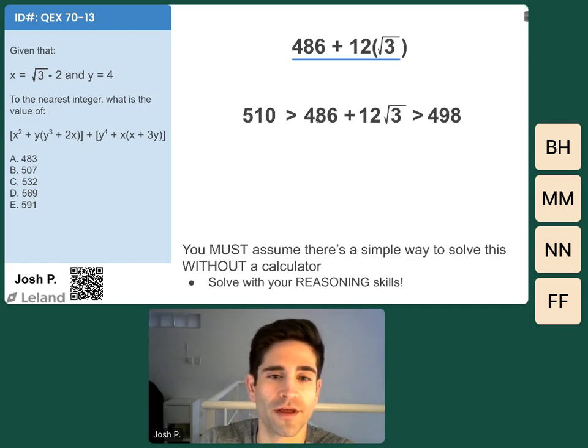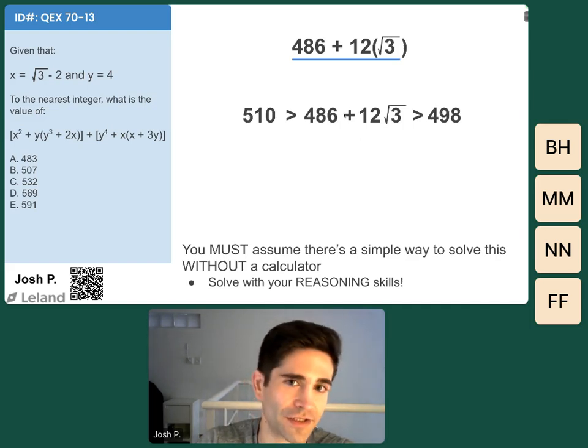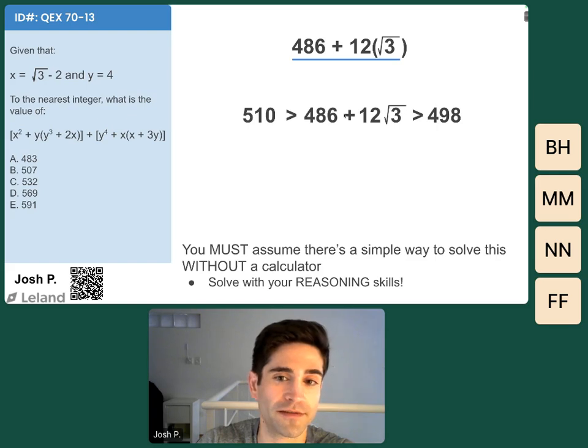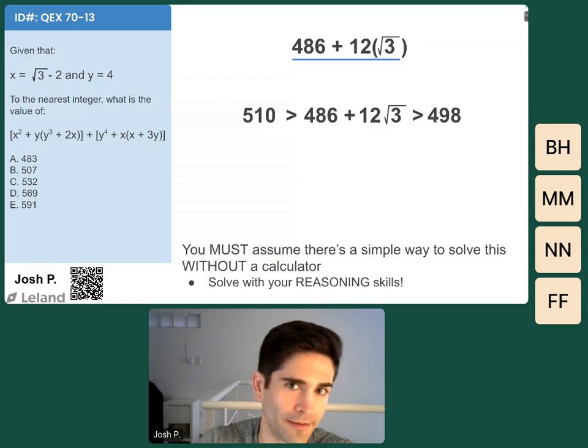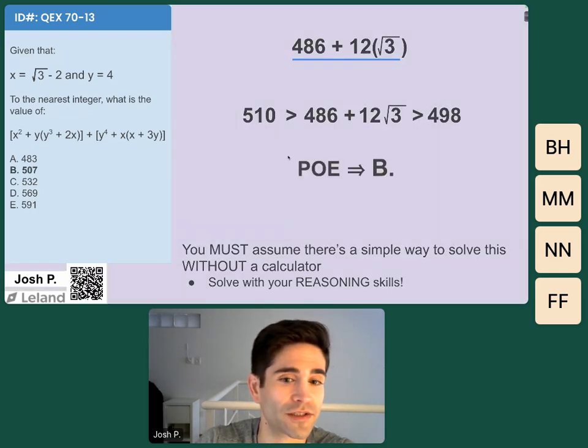And we're left with 486 plus 12 times square root 3, which must be less than 510, yet greater than 498. The only answer choice that complies with this range is B, 507.